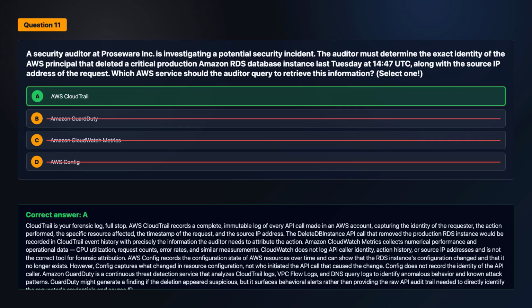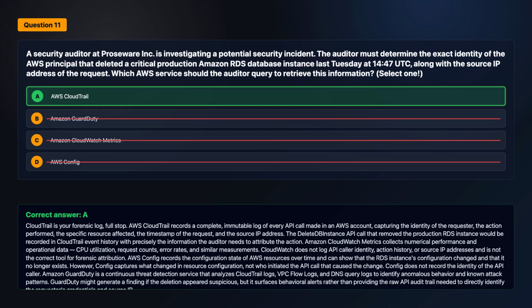Amazon CloudWatch Metrics collects numerical performance and operational data, CPU utilization, request counts, error rates, and similar measurements. CloudWatch does not log API caller identity, action history, or source IP addresses and is not the correct tool for forensic attribution. AWS Config records the configuration state of AWS resources over time and can show that the RDS instance's configuration changed and that it no longer exists. However, Config captures what changed in resource configuration, not who initiated the API call that caused the change. Config does not record the identity of the API caller.